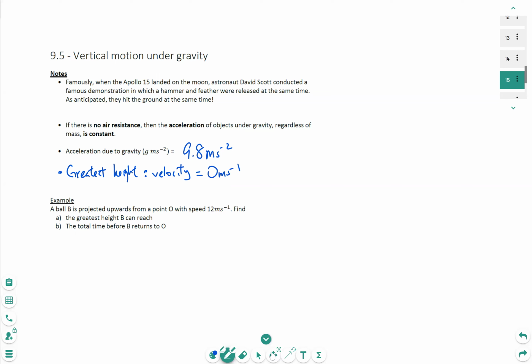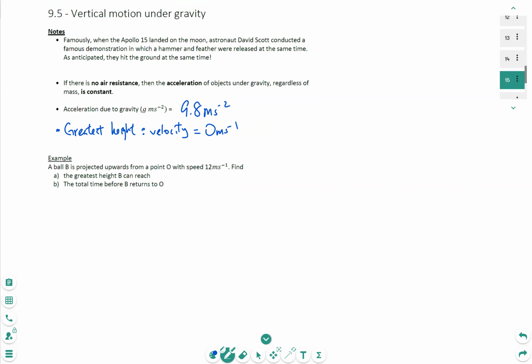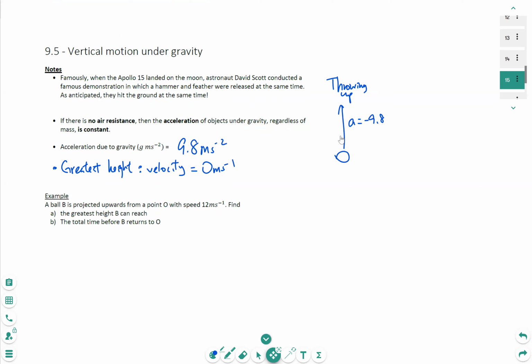One more thing I do want to mention, acceleration. When a ball is being thrown up, the acceleration is negative 9.8. It's negative because it's decelerating. As you travel upwards, the ball is decelerating. When you're dropping the ball, the acceleration will be positive 9.8 because the ball is accelerating towards the ground.